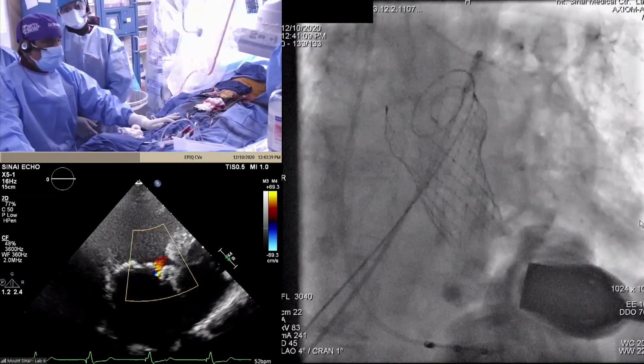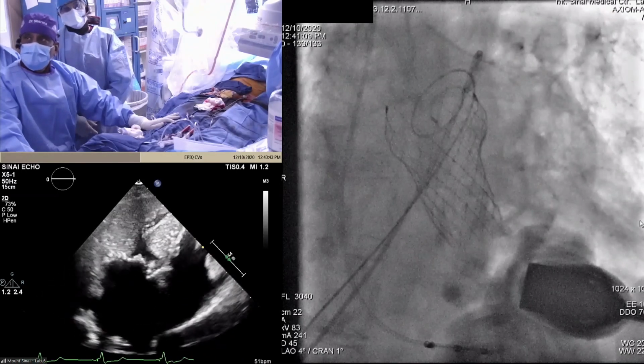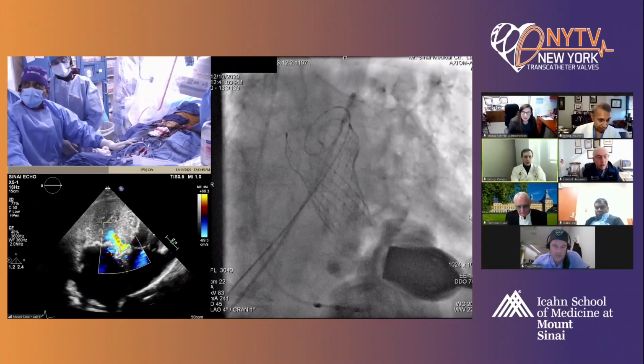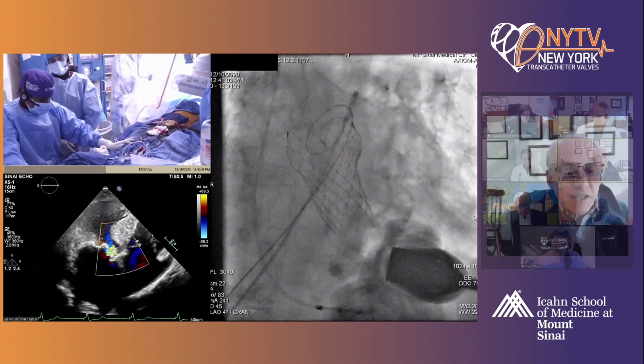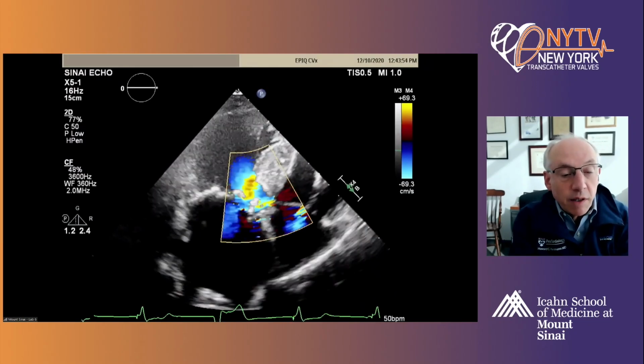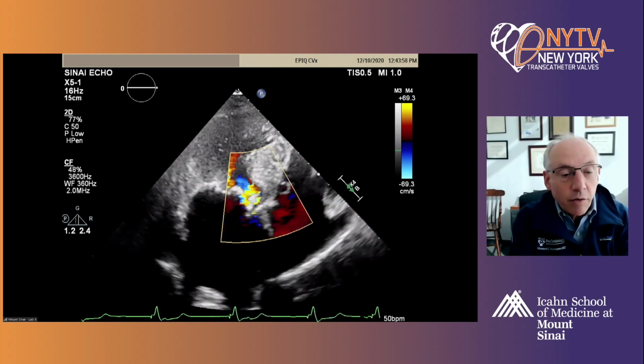I think the echo also shows you how difficult this would have been with a balloon. Dr. Herman, any comment? We listen to you. Yeah, what I was going to say is, there is a strong septal knuckle, and the echo shows a big paravalvular leak. Look at how difficult it would have been to deploy a balloon there. It would have pushed it right up into the aorta.